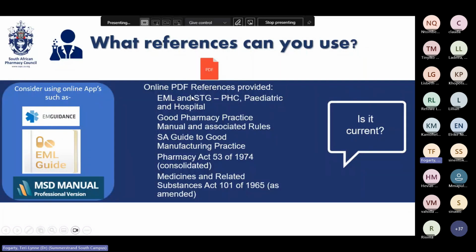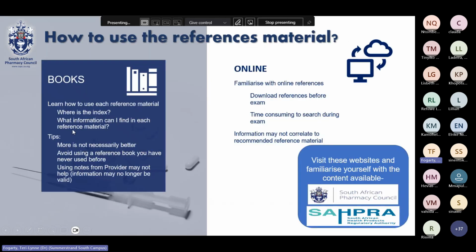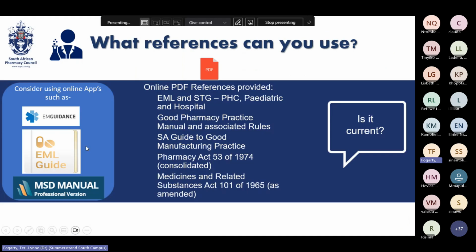If you don't have a PDF version of the EML, then there is an online guide. You can also access it via the EM Guidance link. And there's MSD manual as well that you can access online.